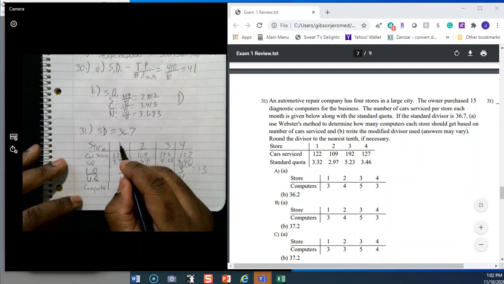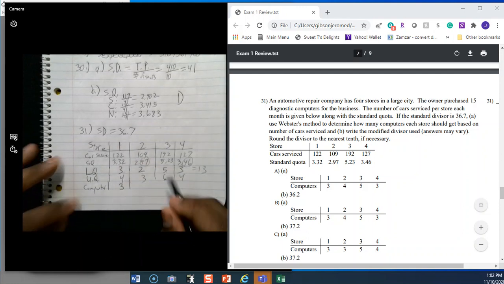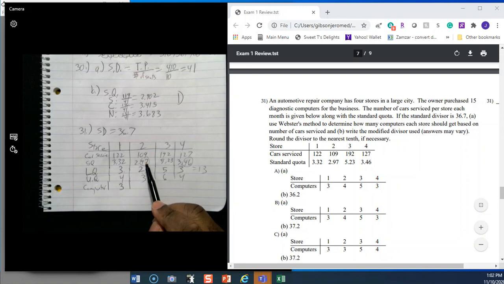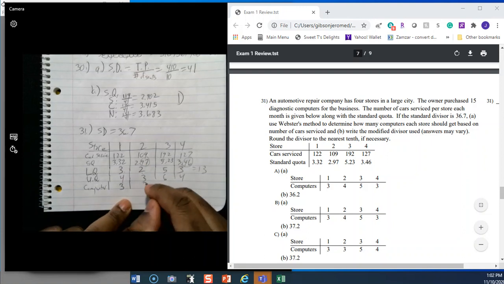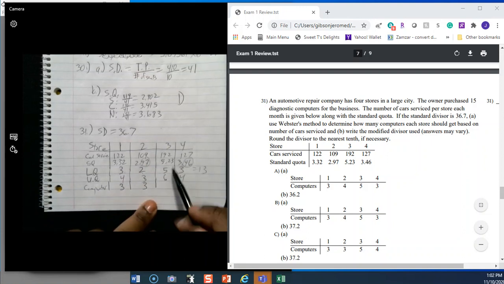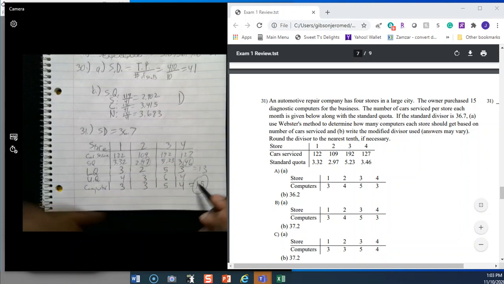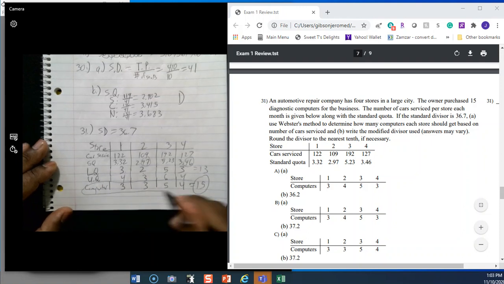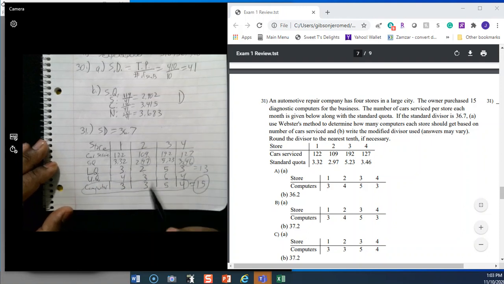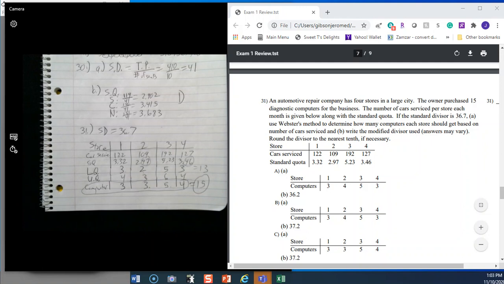So we'll use the lower quota for 1, which is 3. Since 2 had one of the 2 larger values, we'll use this upper quota. For 3, we'll use this lower quota. And since 4 had one of the 2 larger values, we'll use the upper quota. And when we add all this together, it gives us 15. So this right here will be our answer. 1 gets 3, 2 gets 3, 3 gets 5, and 4 gets 4. And that'll take care of problem 31.